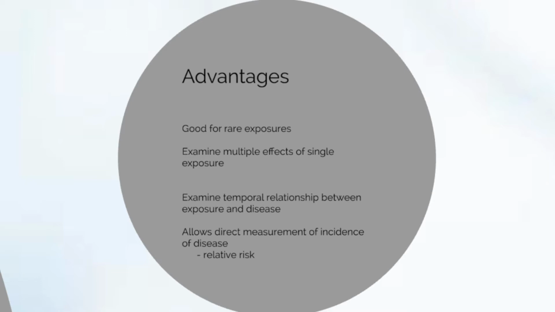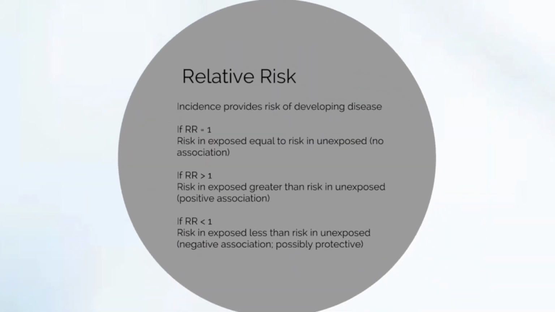Once we have our results, we consider the analytic approach. We want to calculate the relative risk, which is the incidence in the exposed divided by the incidence in the unexposed. When interpreting the relative risk of disease, if it's equal to 1, that means there's no association. If it's greater than 1, it's a positive association. And if it's less than 1, it is a negative association. This shows other analytic approaches that one can take.